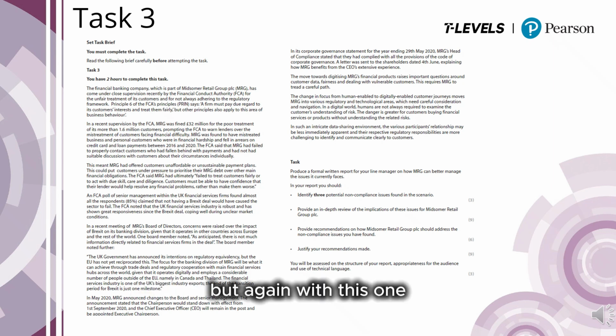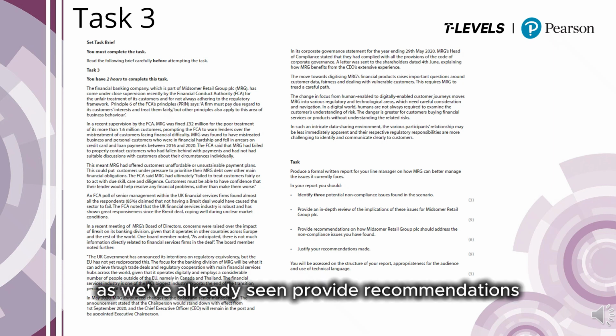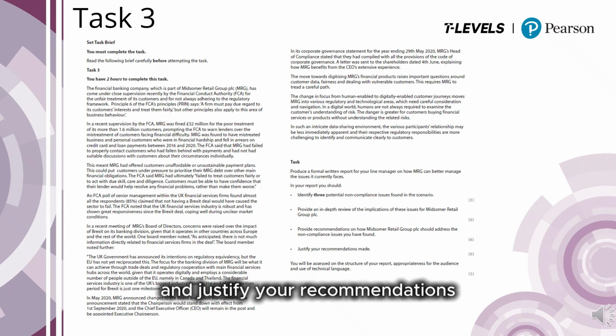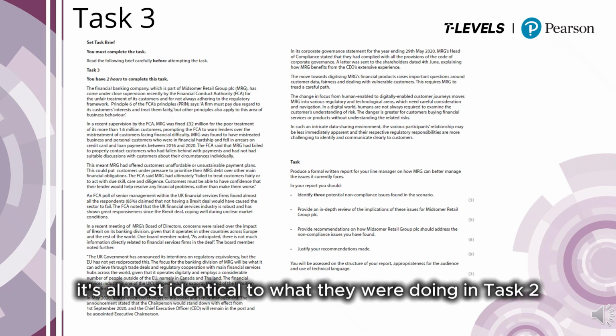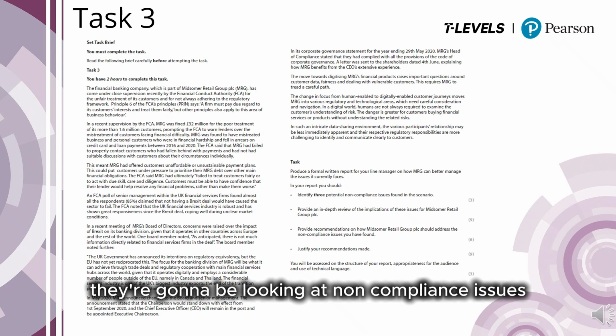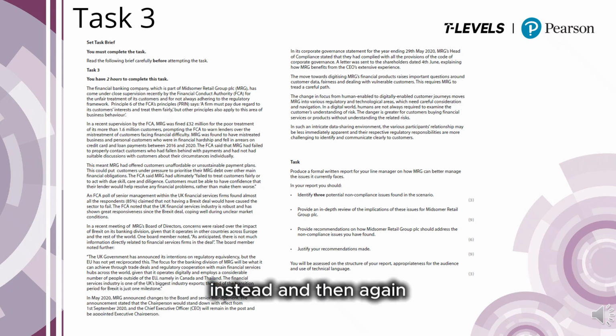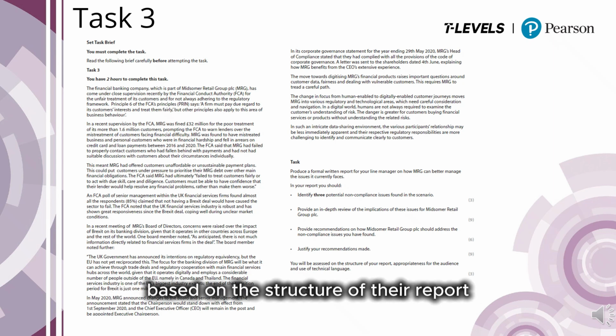But again, with this one, they're going to be asked to identify 3 potential non-compliance issues. They're then going to have to give a review of the implications, so it's very similar to task 1 and task 2 as we've already seen. Provide recommendations and justify your recommendations. So if you break it down into those steps, it's almost identical to what they were doing in task 2, but this time they're looking at non-compliance issues instead. And then again, obviously they're getting structured marks based on the structure of their report.